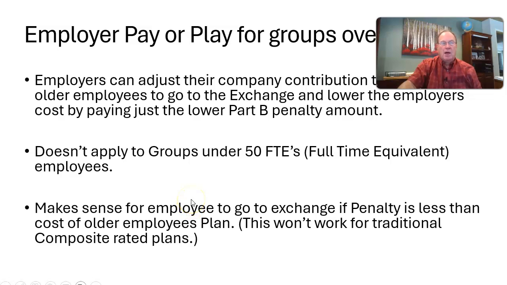Okay. And the real reasoning underlying that is that when you do traditional group policies, they have composite rates. So the young people and the old people have the same premium. When you do ICHRAs, they're all rated by age. So the premiums are cheaper for the younger people and more expensive for the older people. And that's why you can save a lot of money by having the older people go to the exchanges, because their premiums are much higher than what the penalty would be.